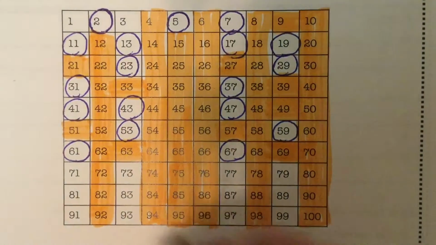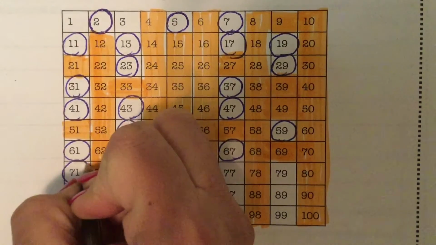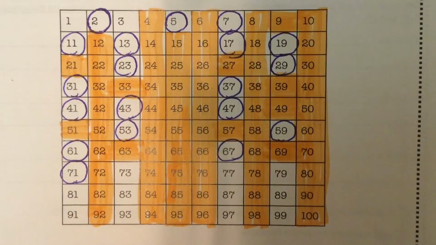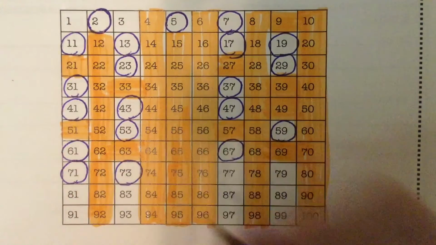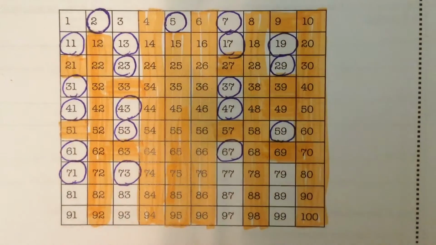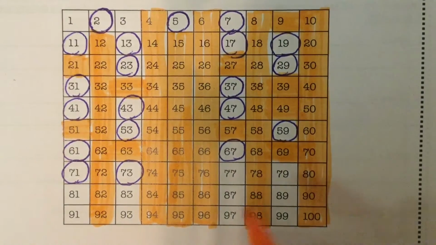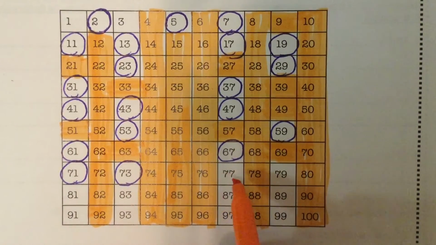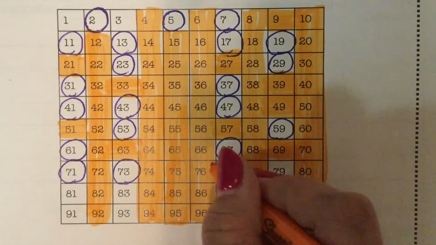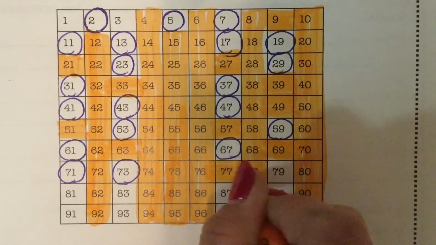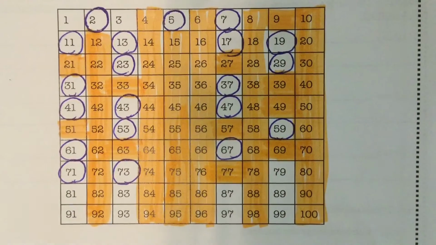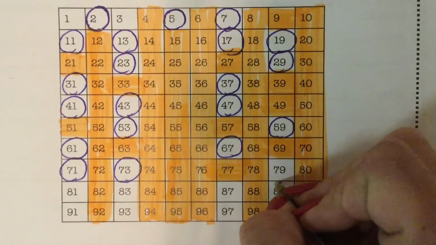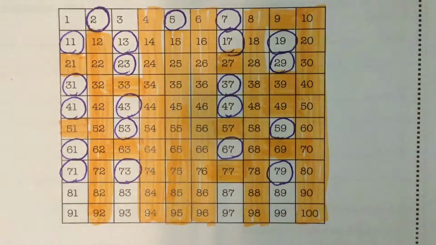All right, 71, 7 plus 1 is 8, so it is prime. 73, 7 plus 3 is 10, prime number. 77, 7 plus 7 is 14, but that's also a double digit, which means it's times 11. 7 times 11 is 77. Okay, 79, which is 7 plus 9, is 16, so it is a prime number.